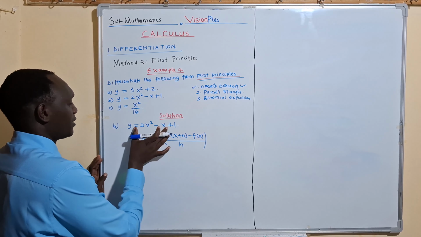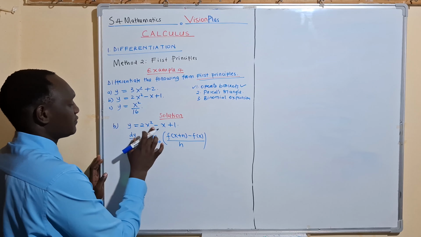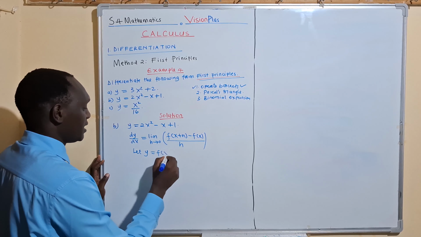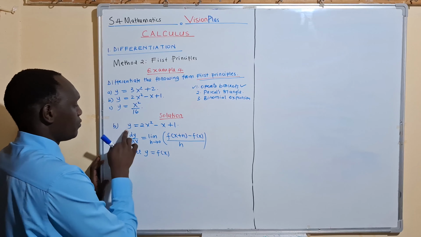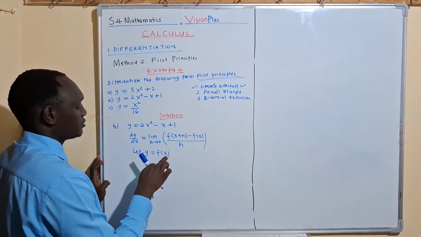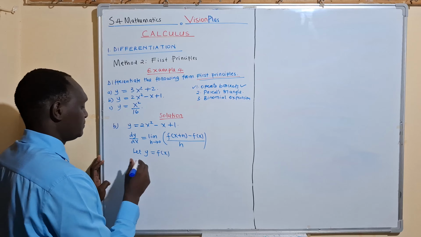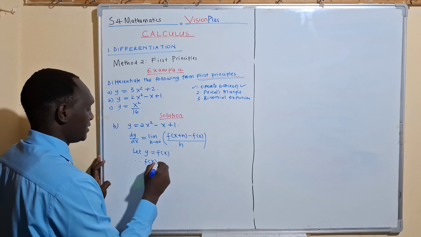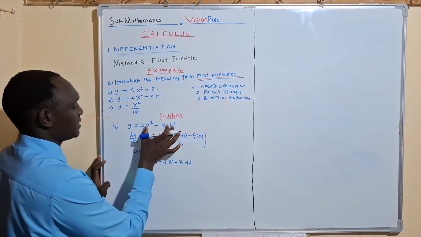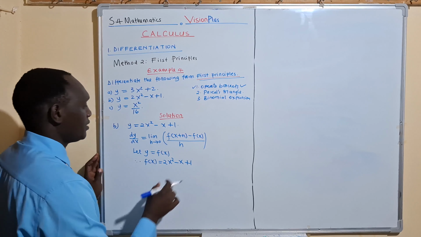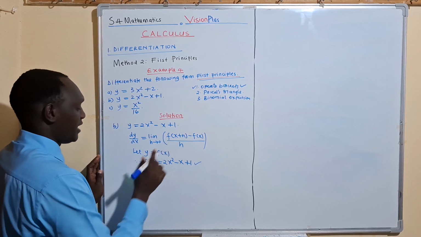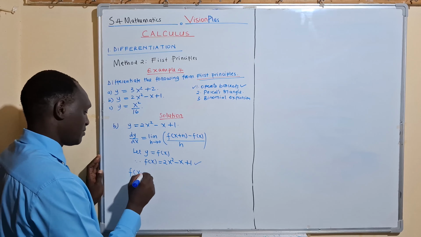But if you look here, we have function y in terms of x. So we say let y be the function f of x, which is true. Y is a function in terms of x. Therefore, f of x becomes 2x squared minus x plus 1, which is the function y. So we have f of x written here. We are left with f of x plus h.